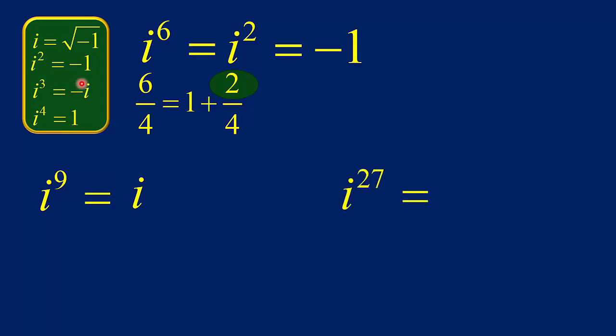You could do that same thing with i to the 27th. See? So dig this. There's one full cycle, 4, 8, 12, 16, 20, 24. And then 3 more. 1, 2, 3. See, 3/4 of another full cycle. So this is i to the third, which equals -i.